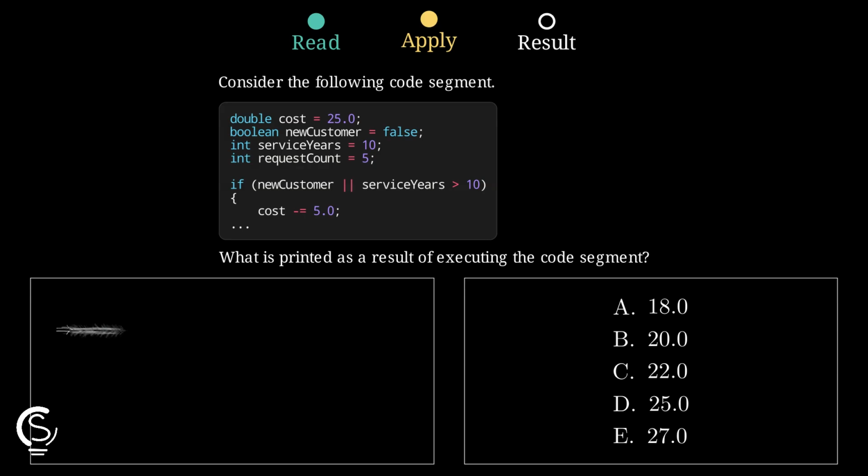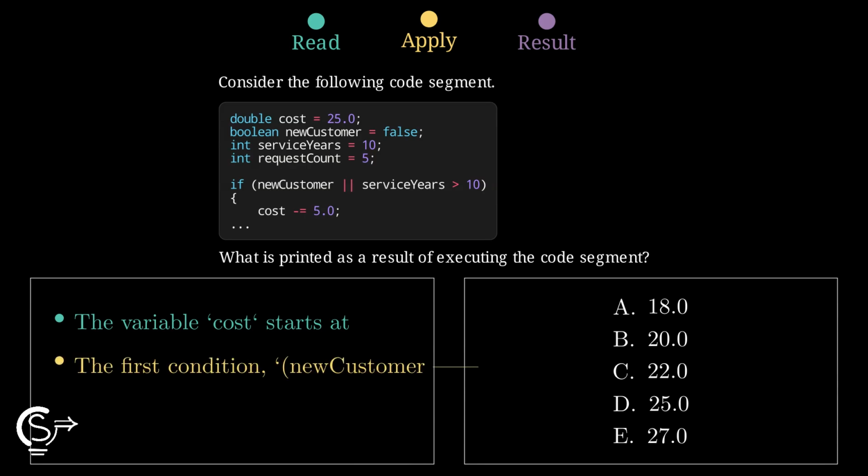Next, we check the first if statement. Since new customer is false and service years is not greater than 10, the condition fails. The cost remains at 25.0 now. Finally, we check if the request count is at least 5. It is, so we add 2, bringing our final total to 27.